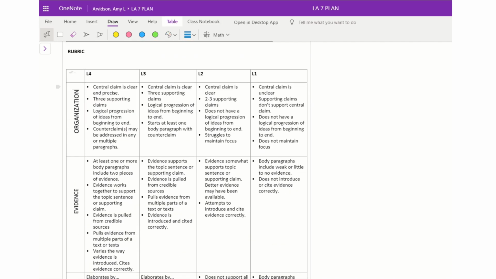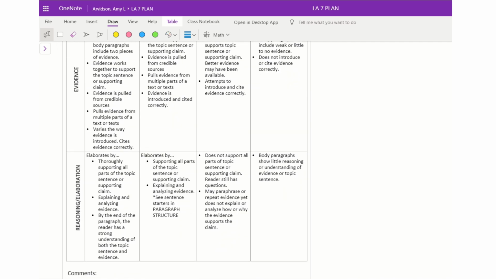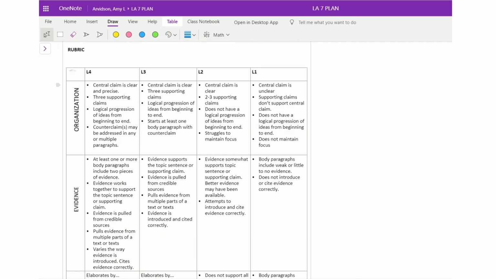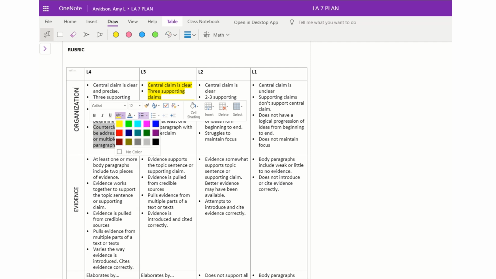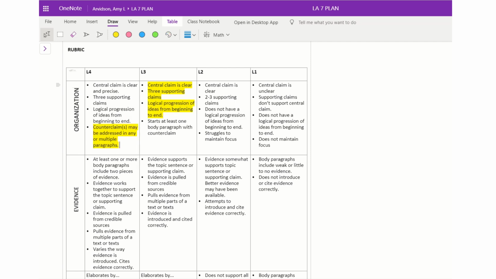Then you're going to go down, and I would like for you to grade yourself on the rubric exactly where you are. So maybe you have an L3 here, but you definitely think that your counterclaim is an L4. So you're going to grade yourself exactly where you think you are. And that is all.